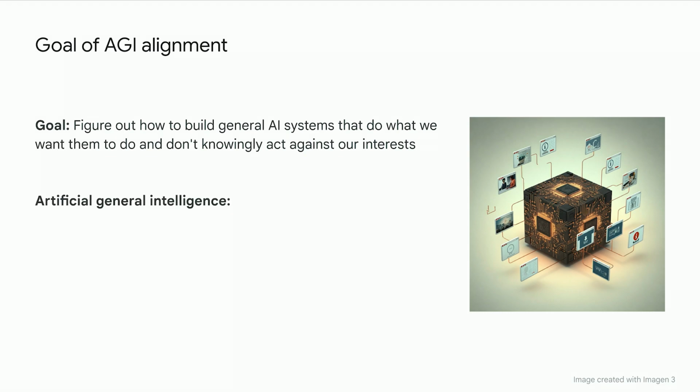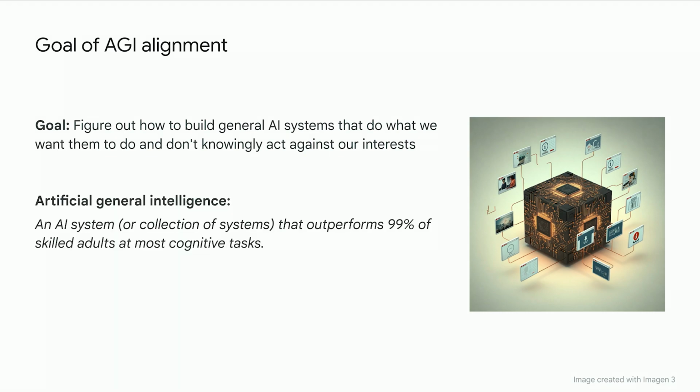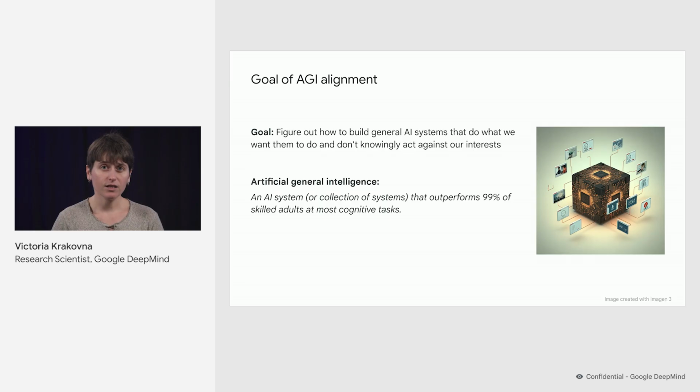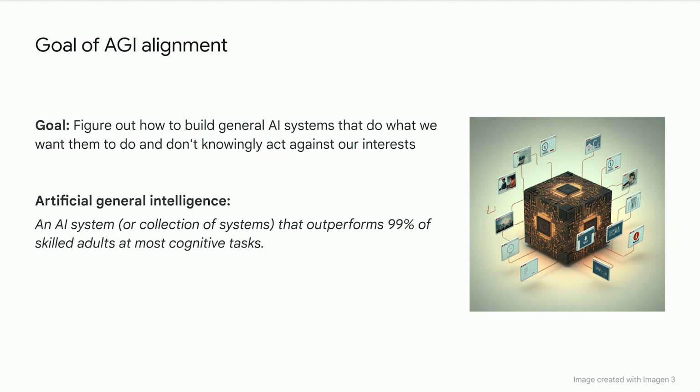So to start with, what do we mean by AGI? We define this as an AI system or collection of systems that outperforms 99% of skilled adults at most cognitive tasks. Here, cognitive tasks include things like writing papers, coding, developing apps, management, marketing, sales, and so on. And we note that the system can be superhuman, i.e. outperforming all humans, at some subset of these tasks.